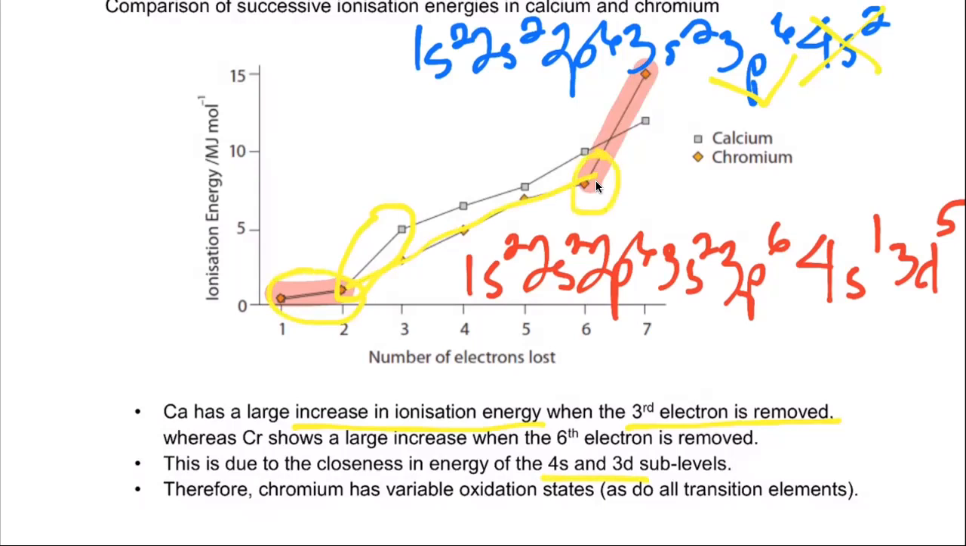So it'll lose all 6 of these, the 5 that are in 3d and the 1 that's in 4s. It'll lose all 6 of those. And then when it goes to try to lose a 7th one, this one right up here, that one's coming from 3p. And so just like with calcium having the big jump back here, chromium's big jump is over here, but both of them are going from 4s to the 3p. Okay. And because the 4s and 3d sublevels are so close together for chromium, that allows it to have those variable oxidation states like the other transition elements do as well.